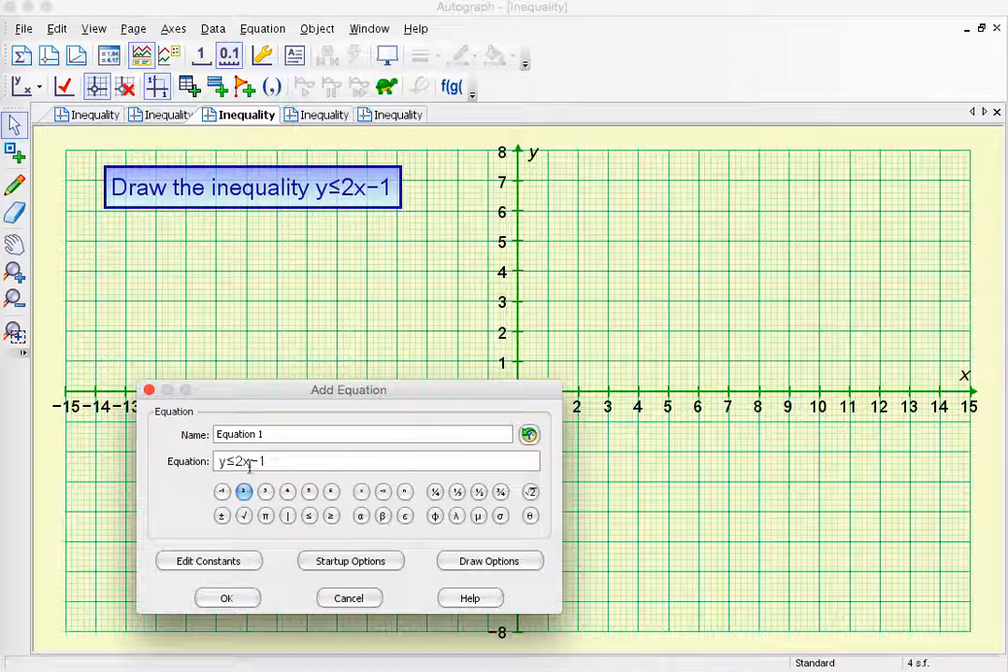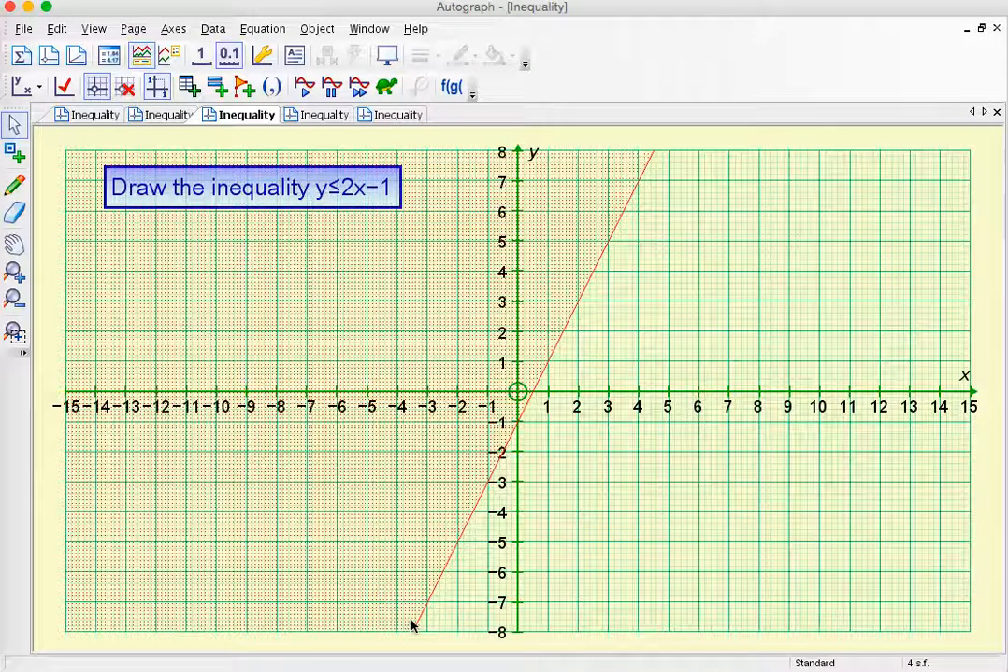So let's make sure this program does it correctly. So there's my equation of the line. It's going to be a solid line because the equals to is in there. So this line is y equals 2x minus 1. And I want below the line, so we've shaded above the line.